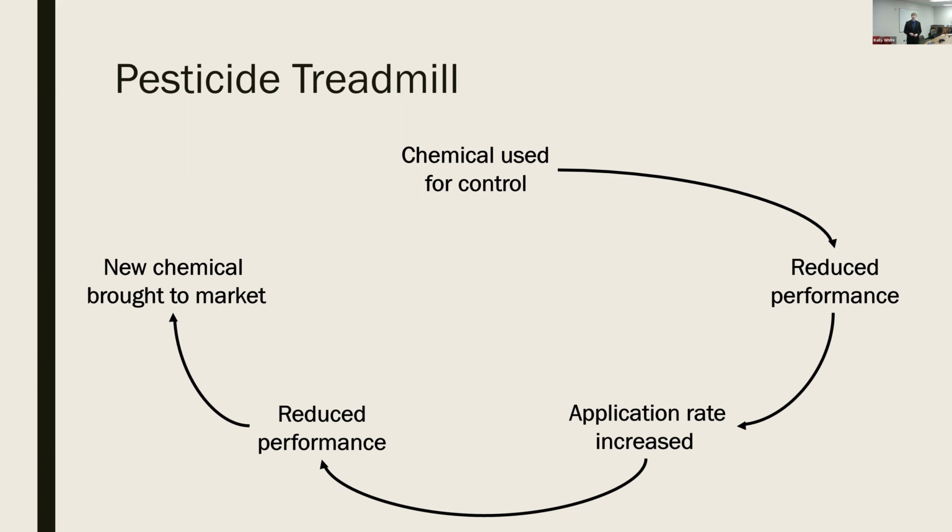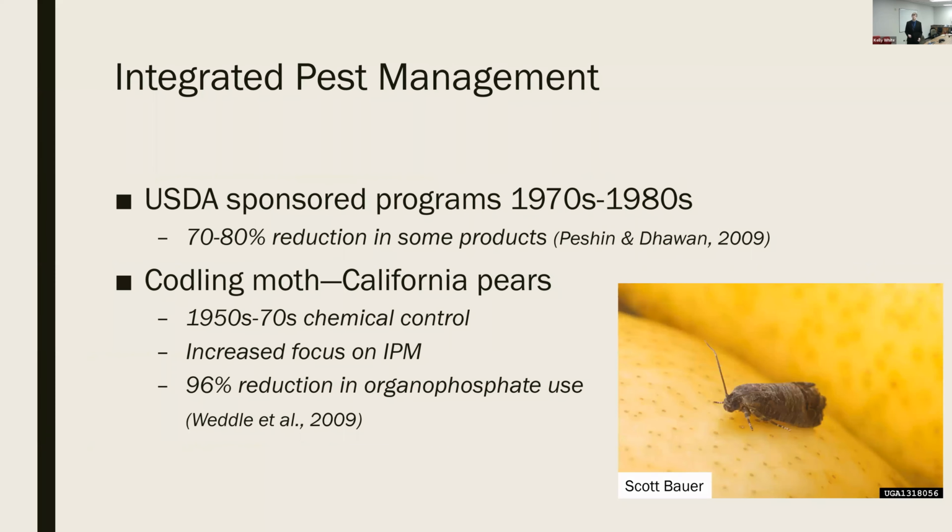We've got a new product that will allow us to control those insects, which just brings us back into that same cycle. And we just continue moving on the treadmill, moving through new chemistries as they're made available until they're no longer effective. And this problem was observed beginning in probably the late 1950s into the 1960s.